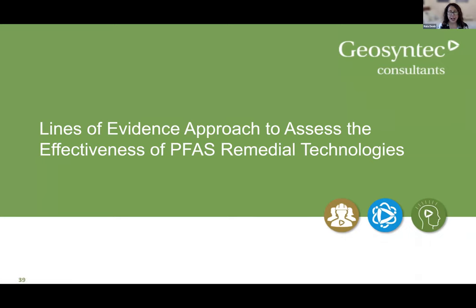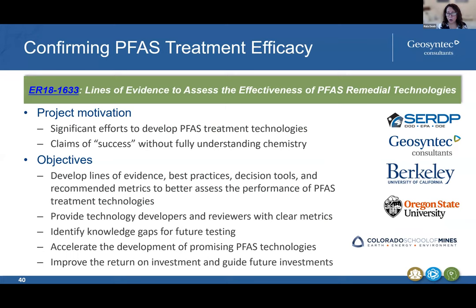So just to conclude here, if you're considering destructive technologies especially, we highly recommend using a lines of evidence approach to assess effectiveness of said technology. In collaboration with UC Berkeley, Oregon State University, and the Colorado School of Mines, with funding from DoD, we've developed a free guidance that can be downloaded at this website. It's titled Lines of Evidence to Assess the Effectiveness of PFAS Remedial Technologies. It's a three lines of evidence approach to really confirm claims of success for a lot of these destructive technologies. So a lot of the tools to evaluate technologies are present on this website, and again, they're free for download.